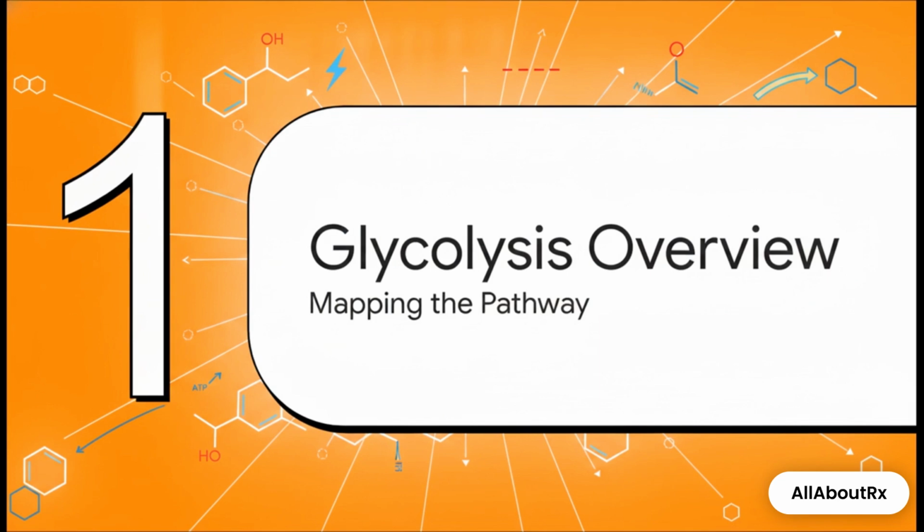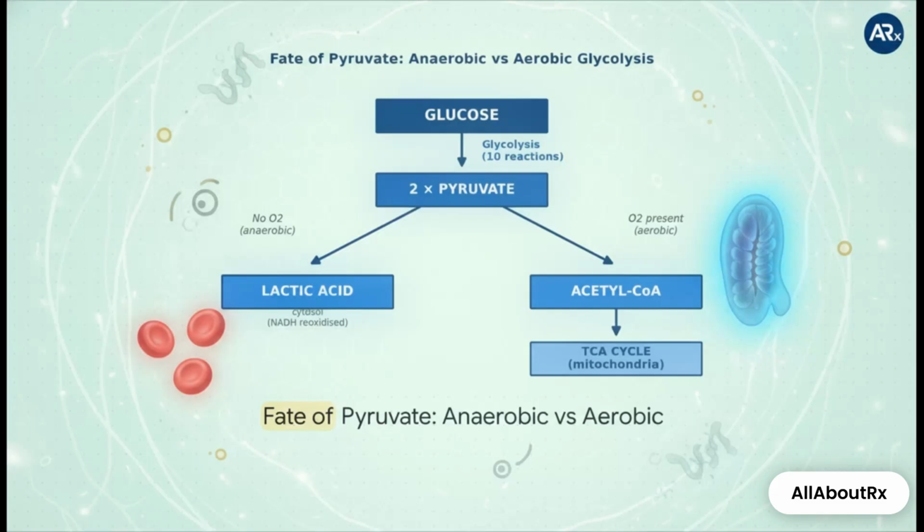Section 1. The glycolysis overview, mapping the pathway. At its core, glycolysis is the main route for glucose utilization in your body. We start with a single glucose molecule, and through a series of 10 reactions, it's broken down into 2 molecules of pyruvate. The key feature you absolutely need to remember here is that this takes place entirely in the cytosol of the cell. And the ultimate goal of this ancient energy-yielding pathway is simple: to generate ATP.